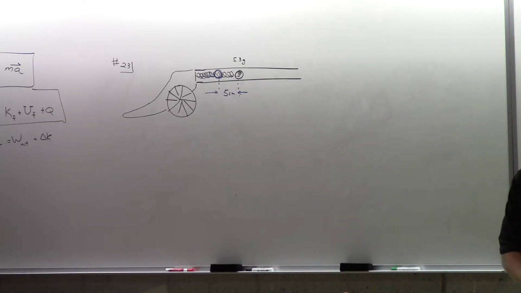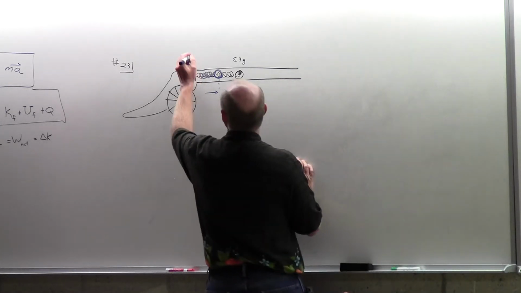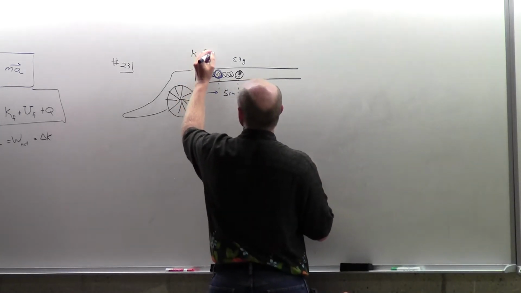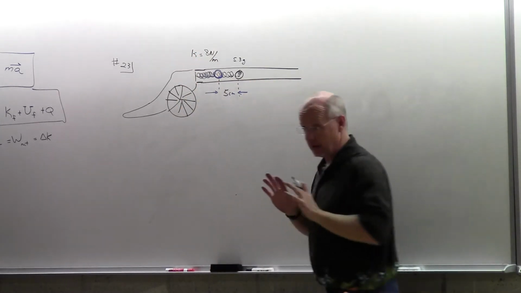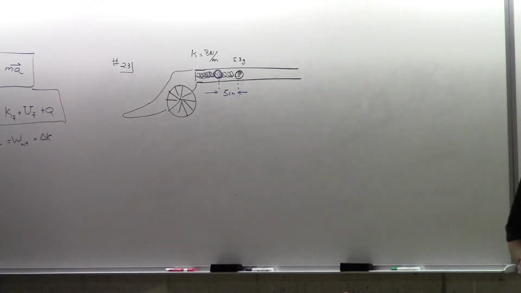All right. The spring is initially or originally compressed by 5 centimeters and has a spring constant of 8 newtons per meter. So the spring constant is 8 newtons per meter. So we push it back 5 centimeters. When the cannon is then fired, the ball moves 15 centimeters through the horizontal barrel.